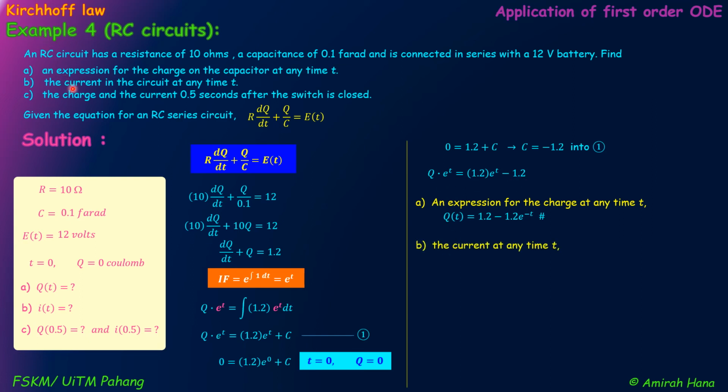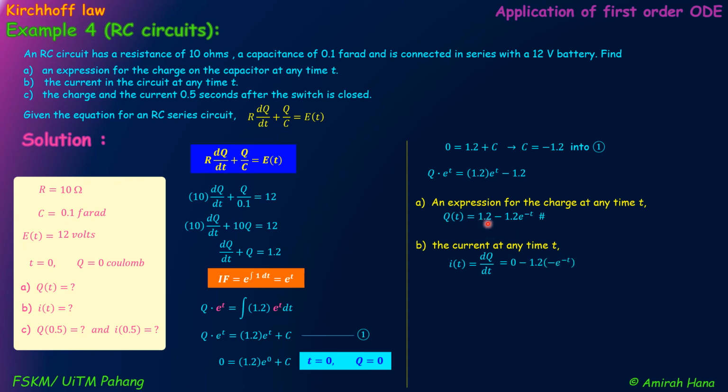For part B, we want to find the current in the circuit at any time t. To find the current in an RC circuit, we need to differentiate the charge with respect to time. The current is I, so the current at any time t means I(t), which equals the derivative of Q with respect to time. So we differentiate this.